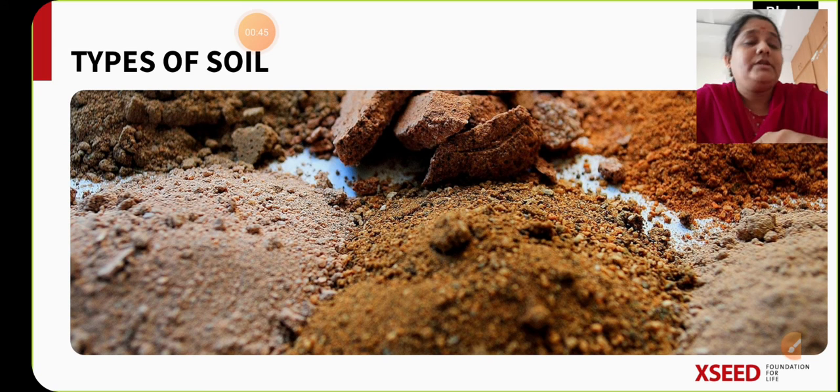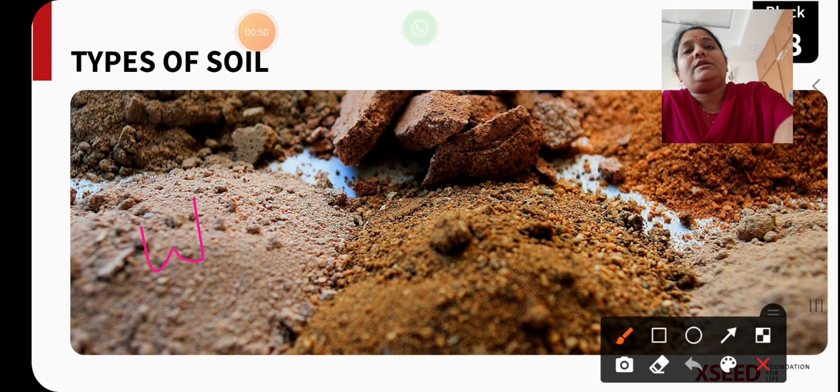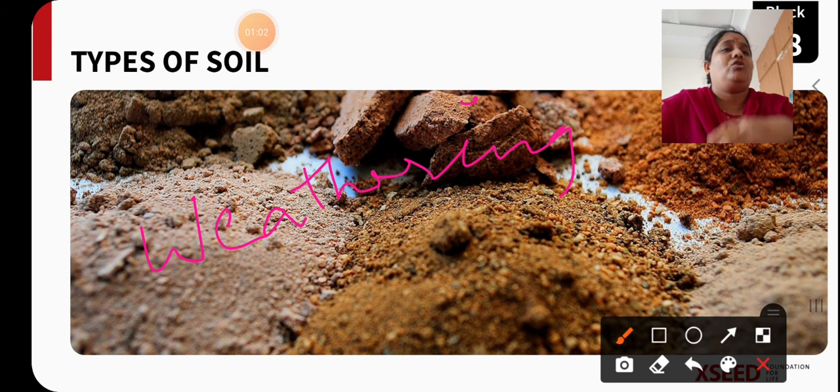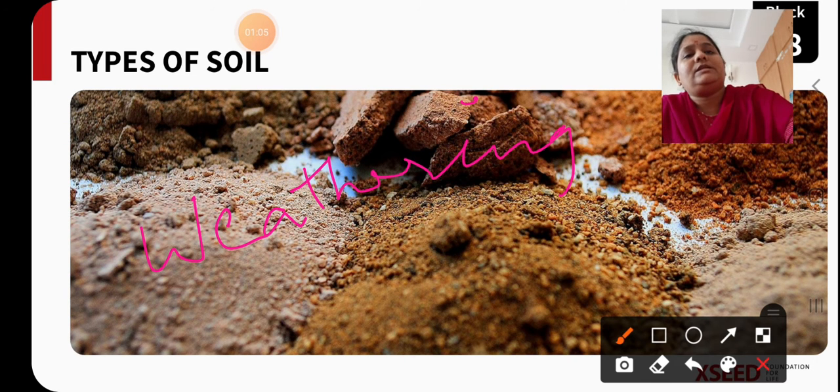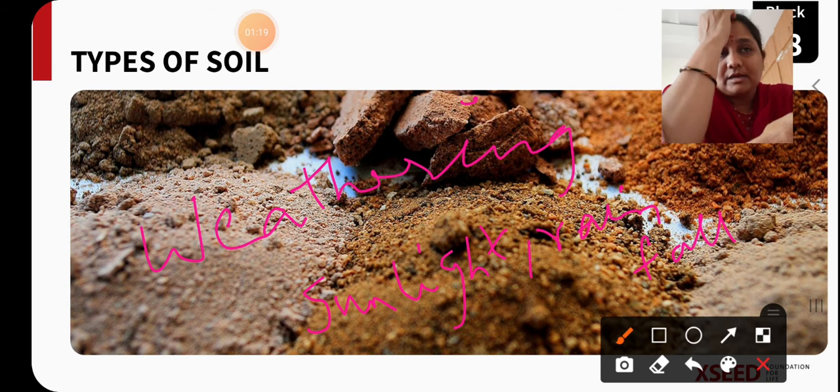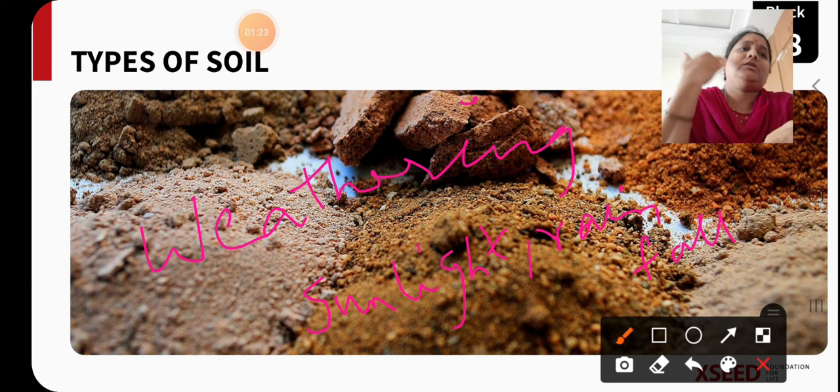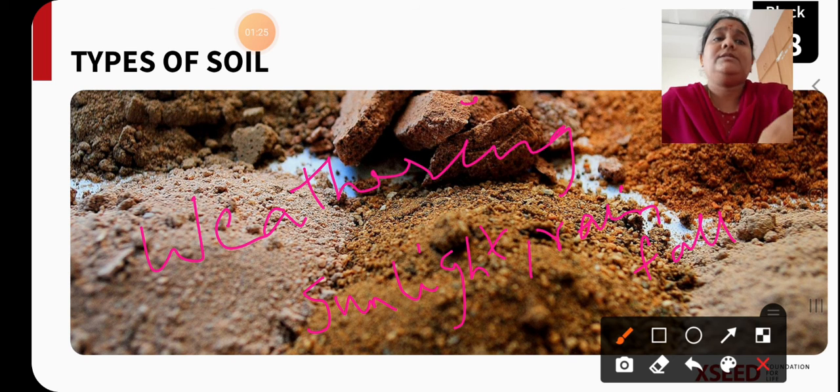Along with the different uses of soil, in our first class we learned a process that is called weathering. What is that process called? It is called weathering. Weathering is a process of making soil from big rocks. This weathering process is done with the help of sunlight, rainfall, wind and animal action. So sunlight, rainfall, wind and animal action are some different factors that influence the weathering process.